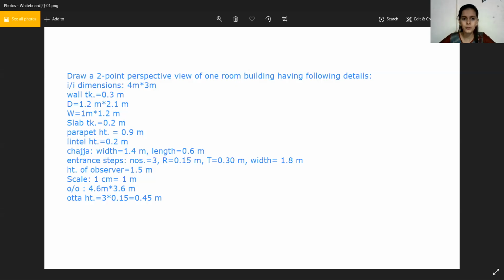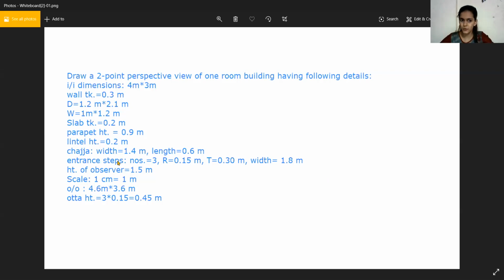First of all, we are looking at the data once again. It is for the 2-point perspective view. All the dimensions required to do the plans are given, like the internal dimensions, wall thickness, door and window heights, slab thickness, and parapet heights. We need to focus over here because we are going to do a chhaja and entrance steps.